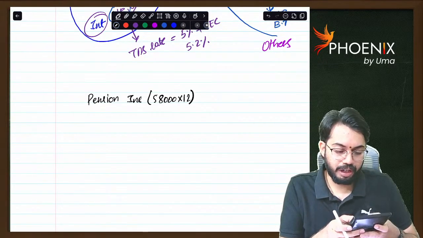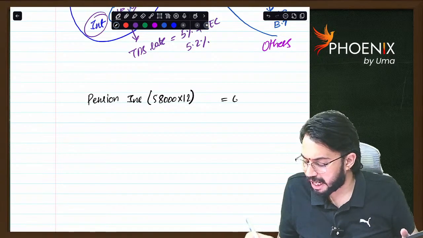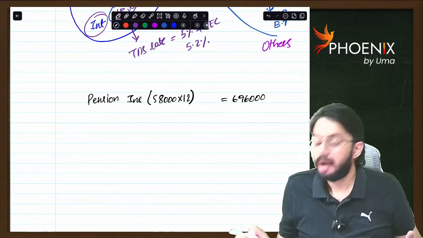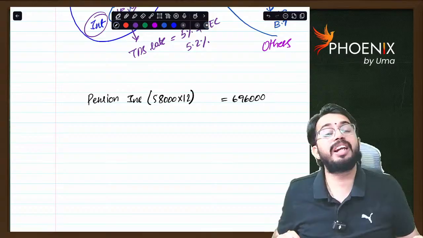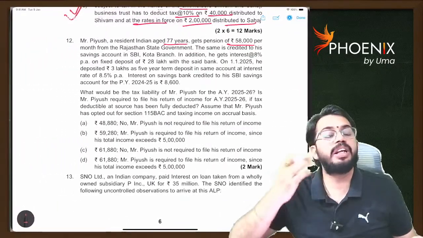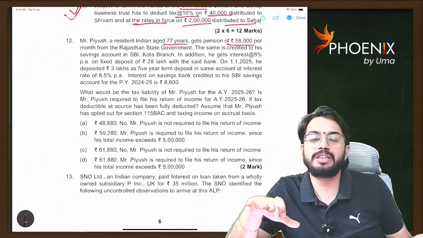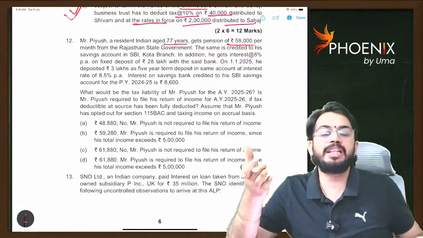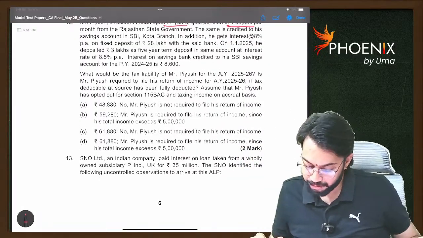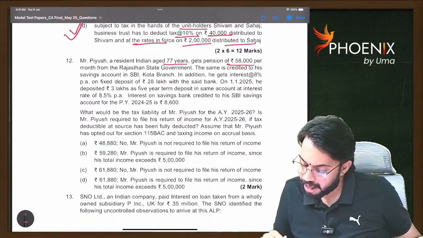58,000 into 12, 6,96,000. From salaries, you can claim standard deduction. If it is default tax rates, you can claim 75,000 standard deduction. If it is optional tax rates, you will claim 50,000 standard deduction. Let's go to the last.